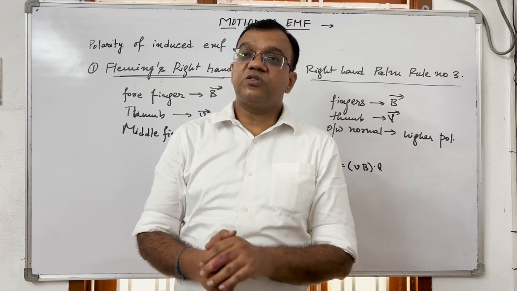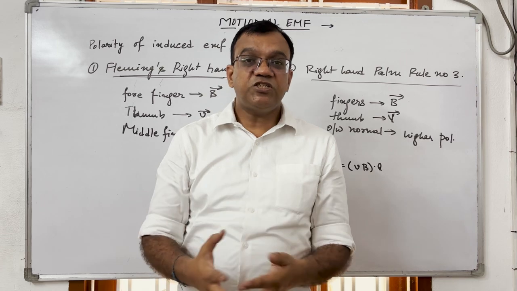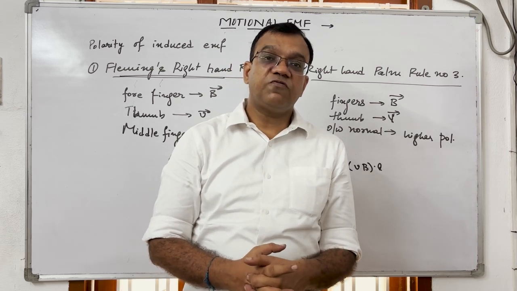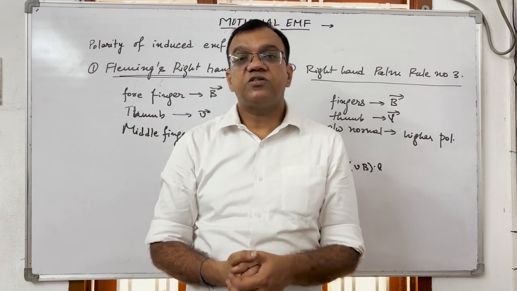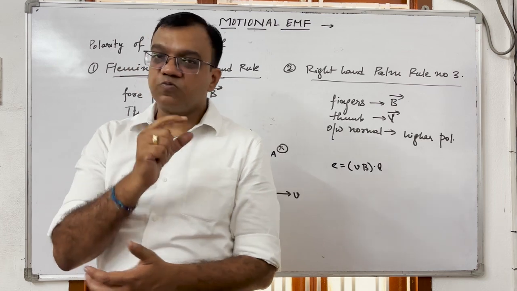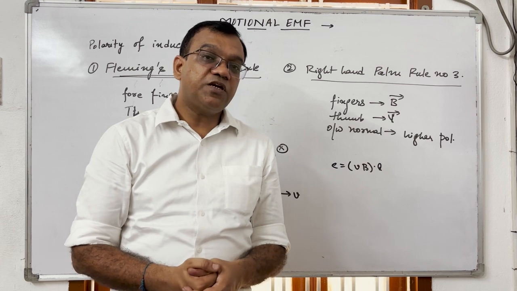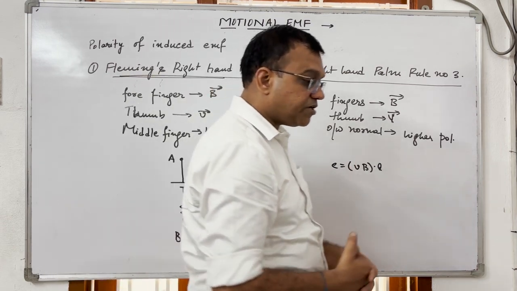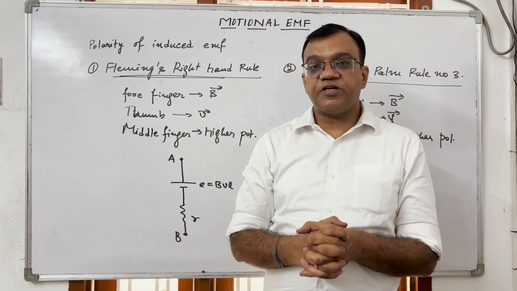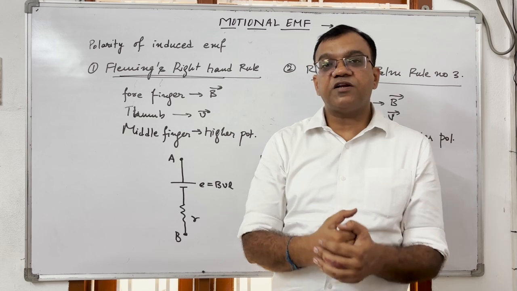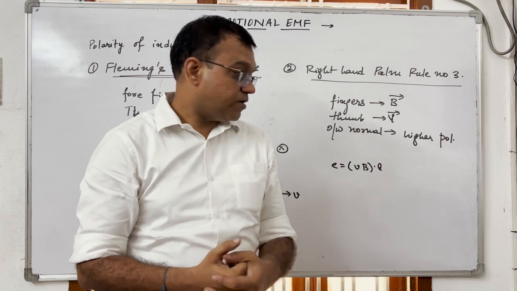And on the other side is the motional EMF arising due to the change in area. Here the induced EMF arises because of the motion of the electrons in the conducting part, which causes an EMF to be developed across any small part of the conductor, given by V cross B dot dL. Polarity of this induced EMF is given by either Fleming's right hand rule or right hand palm rule number 3. If any extended object is moving in a magnetic field, then we have to integrate the expression V cross B dot dL. This is all about it.